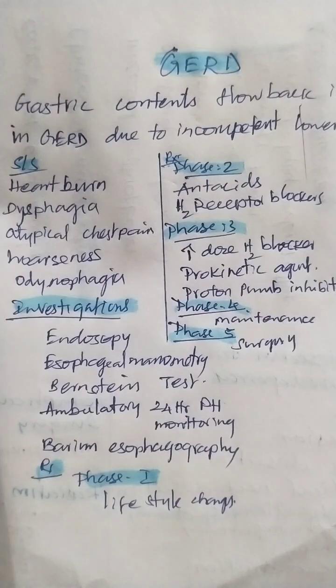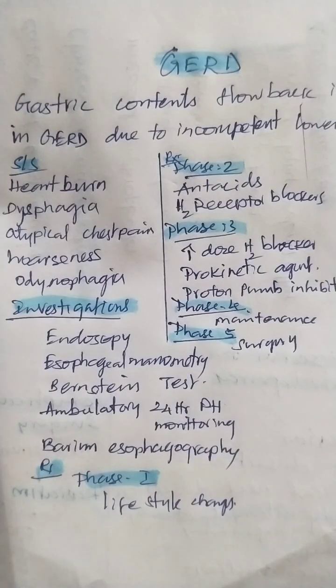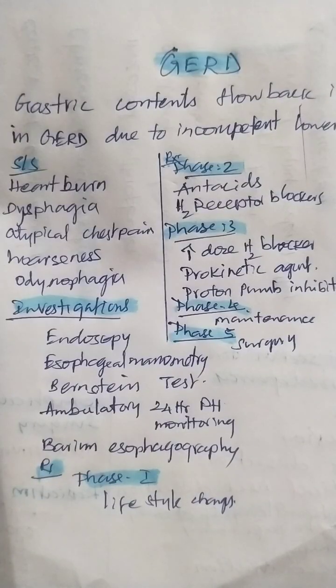Gastroesophageal reflux disease, GERD, and esophagitis. Gastric contents flow back into the esophagus in GERD due to an incompetent lower esophageal sphincter, LES. Esophagitis, or inflammation of the esophageal mucosa, may result.